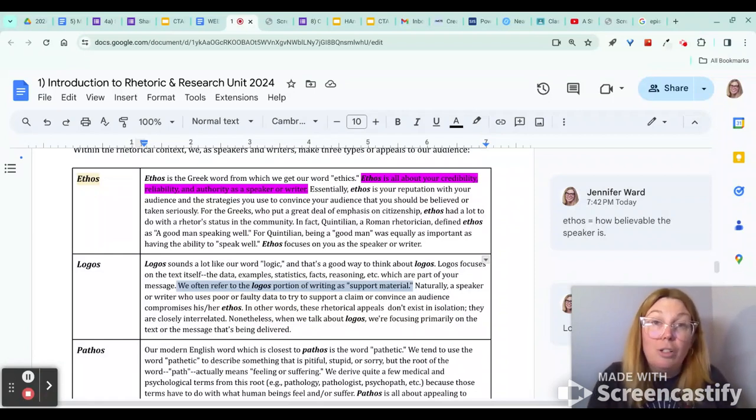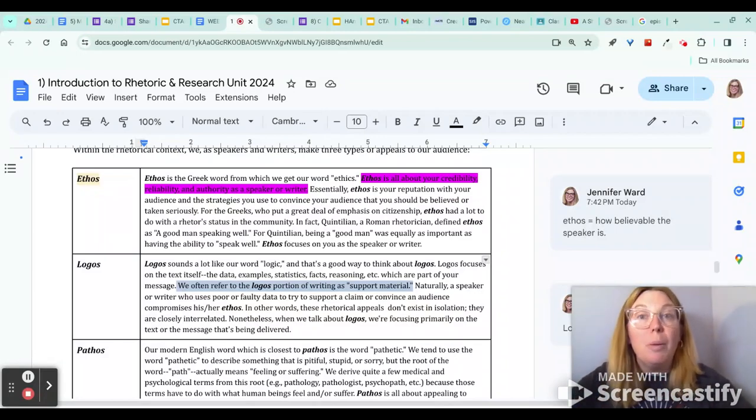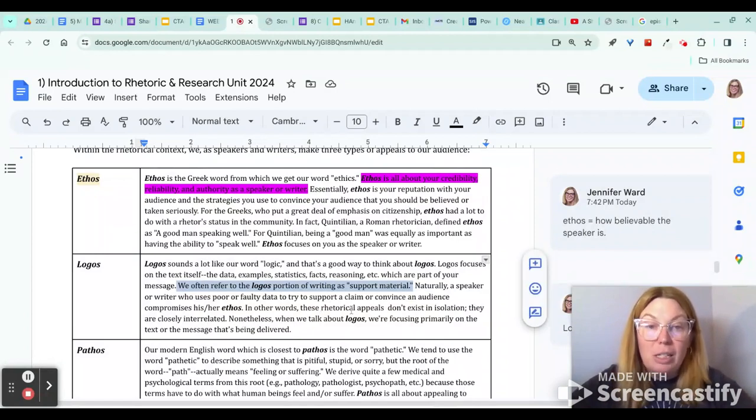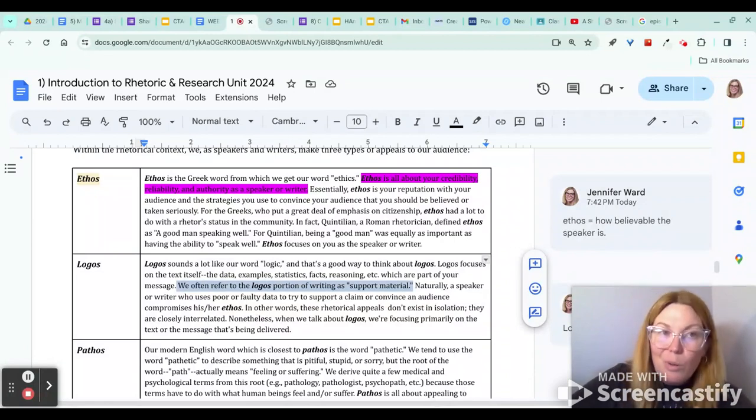So personal anecdotes or short stories are perfect examples of an appeal to logos, where you're trying to build an appeal towards an argument by supporting it using stories or anecdotes. Naturally, a speaker or a writer who uses poor or faulty data to support a claim or convince an audience compromises his or her ethos, or his or her credibility. Like, if you use bad info, we don't believe you.